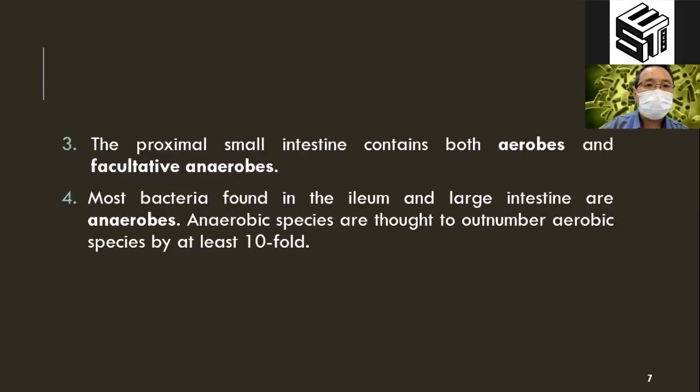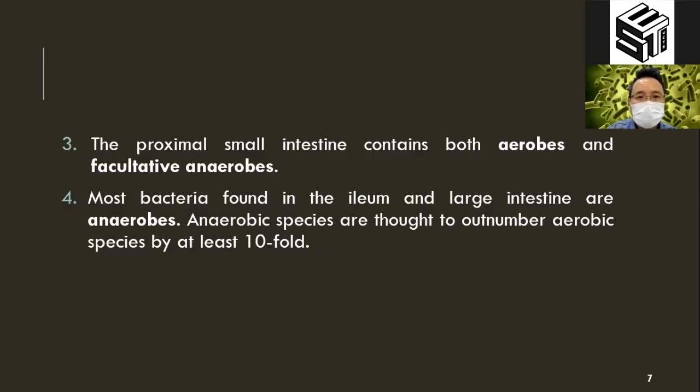And then we have the proximal small intestine. This proximal small intestine contains both aerobes and facultative anaerobes. Now, most bacteria found in the ileum and large intestine are anaerobes, because the conditions in the ileum and large intestine are devoid of oxygen. So most of the bacteria that are able to successfully colonize this area are usually anaerobes. Anaerobe means they do not depend on oxygen; they can survive without oxygen.